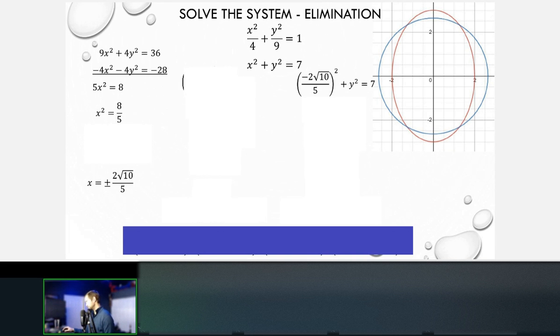But for people who like doing things the hard way, here's the work by hand. So you square root top and bottom. The square root of 8 is 2 radical 2. The square root of 5 is just radical 5. And then you have to rationalize by multiplying top and bottom by radical 5. And that's how you get the answer.